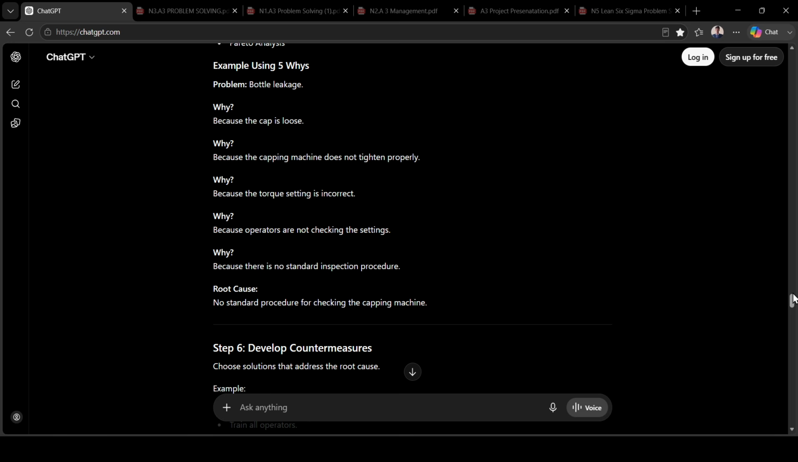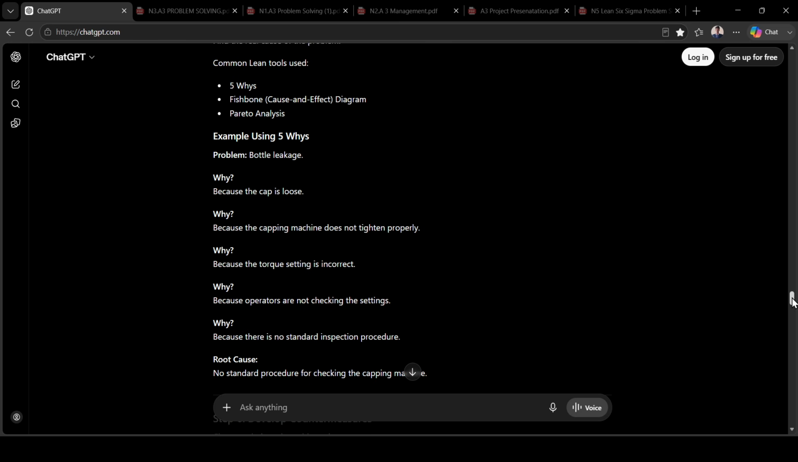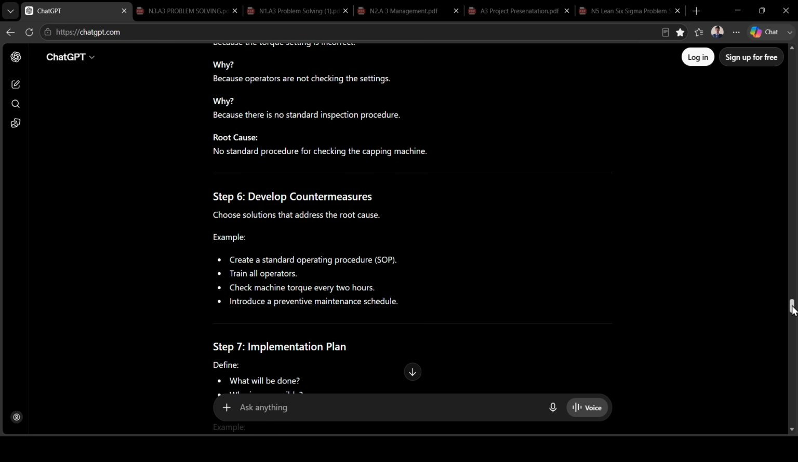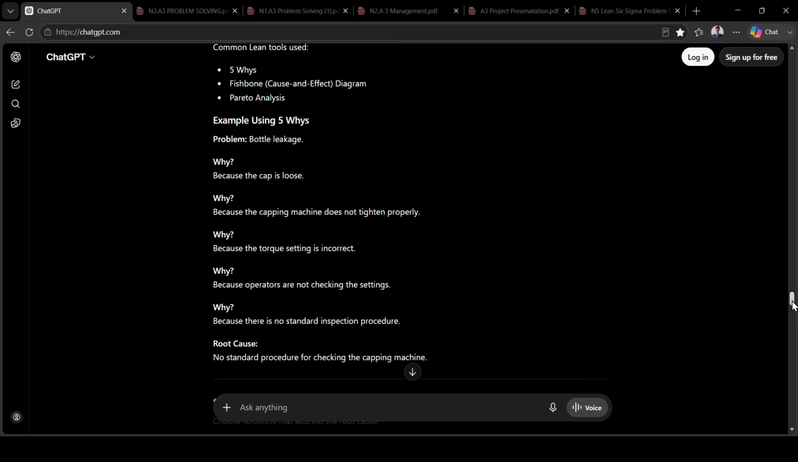So step six, develop countermeasures. Choose solutions that address the root cause. Example, create a standard operating procedure, SOP, train all operators, check machine torque every 2 hours, introduce a preventive maintenance schedule. Then step seven, implementation plan.